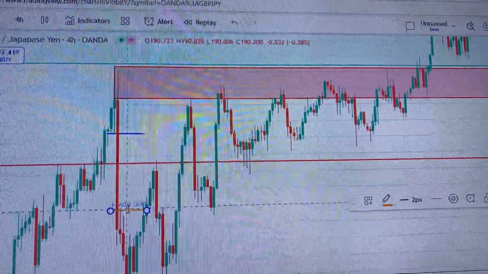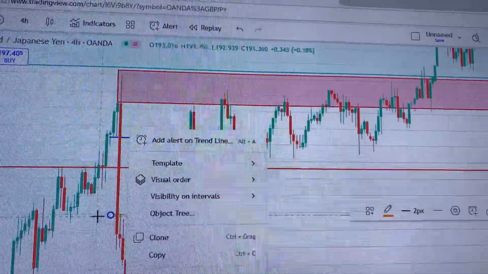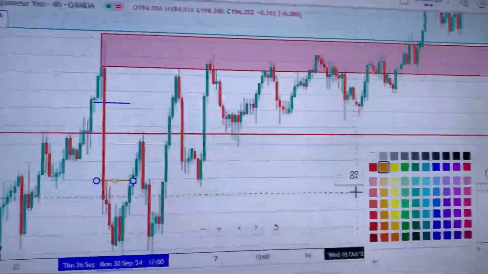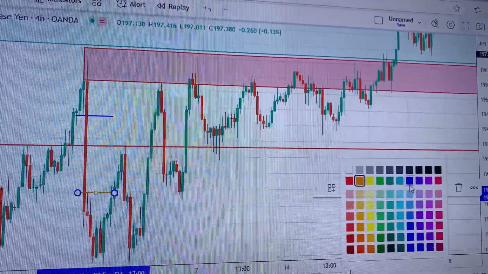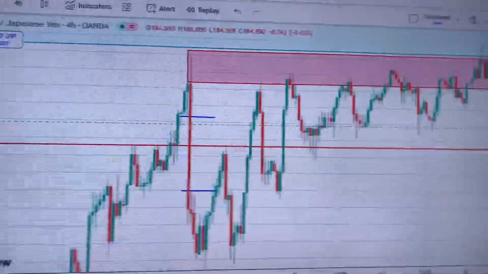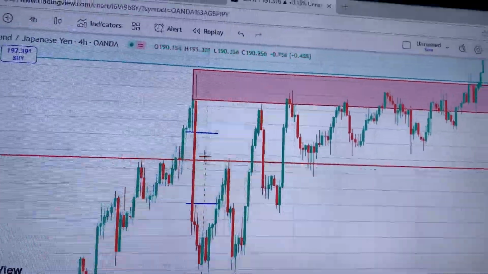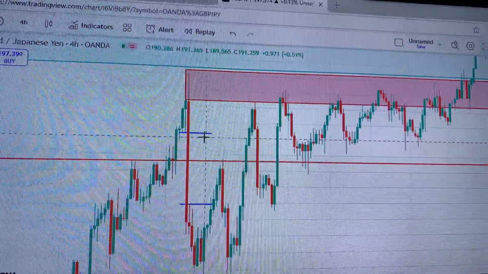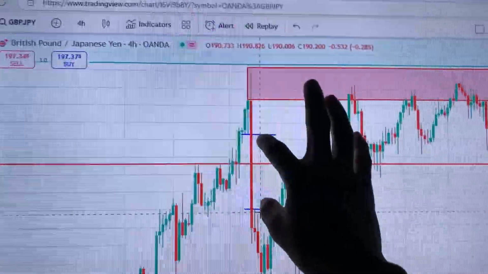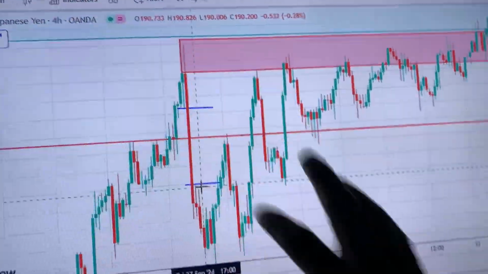So for each time there's a fair value gap, just know that it's an imbalance and price will always fill it up, no matter how long it takes, right? Price will fill it up. Look, from where I marked this blue to this point, this is a whole fair value gap right here, right?